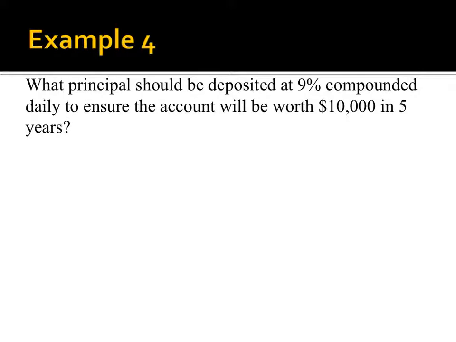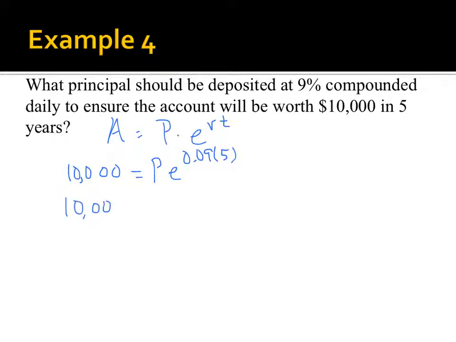And so again, in this problem, the formula that we use is A equals P times e to the rt. Here they told us A is 10,000. P they haven't told us. R is 0.09. T is 5. Oh, but this is actually easier. It's 10,000 equals P times e to the 0.09 times 5. When I plug this into my calculator, I get a really ugly number.